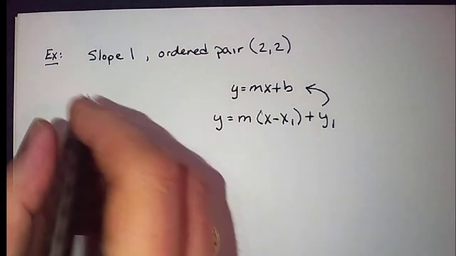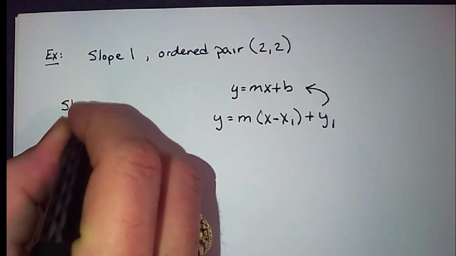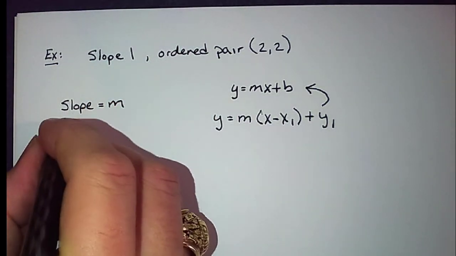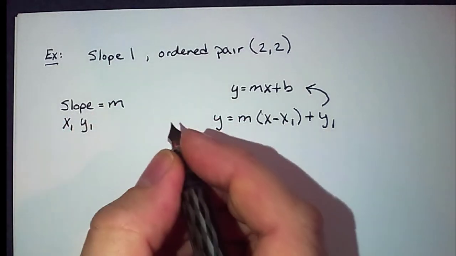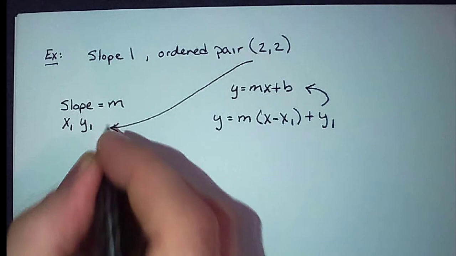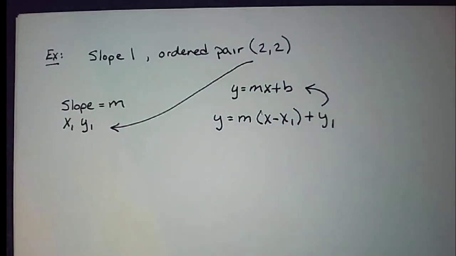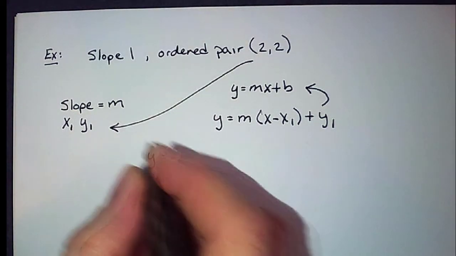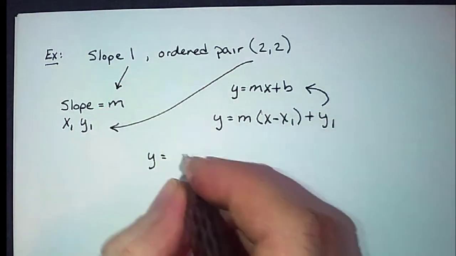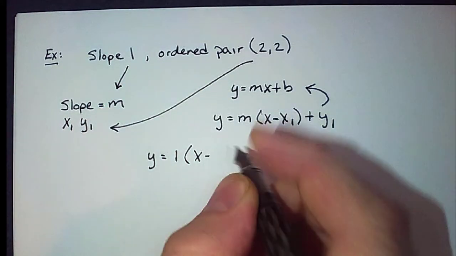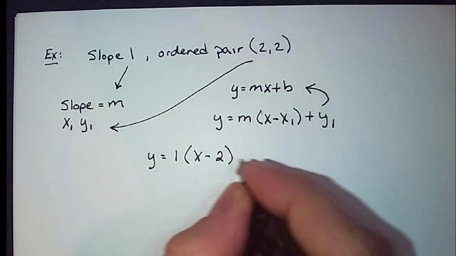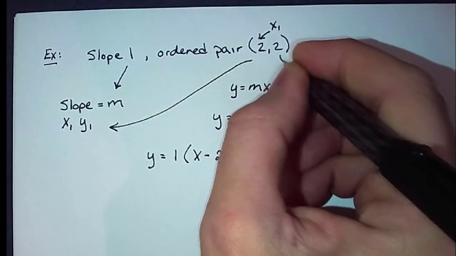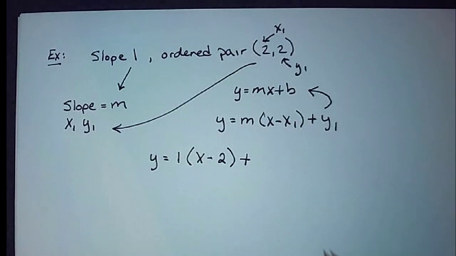Well, we know that slope is the same thing as m, and we know that our x1 and y1 are going to be taken from my ordered pair. Okay, so let's just start plugging in. We should be good to go here. So this is y equals my slope. My slope is equal to 1 times x minus my x1 is 2 plus my y1 is also 2. This is my x1. This is my y1. So plus 2.